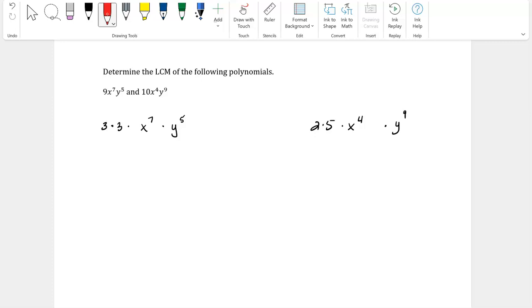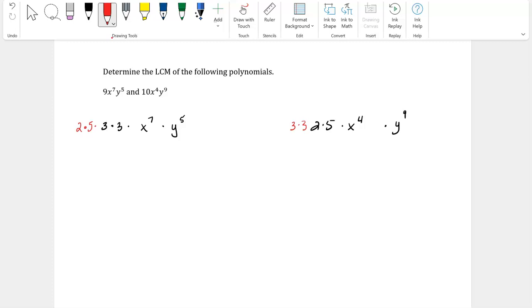So what that means is, for the first expression, I will multiply the 2 times 5 here. For the second expression, I will multiply 3 times 3. Now we can say that both expressions have 2 times 5 times 3 times 3. All right, let's move to the x's.